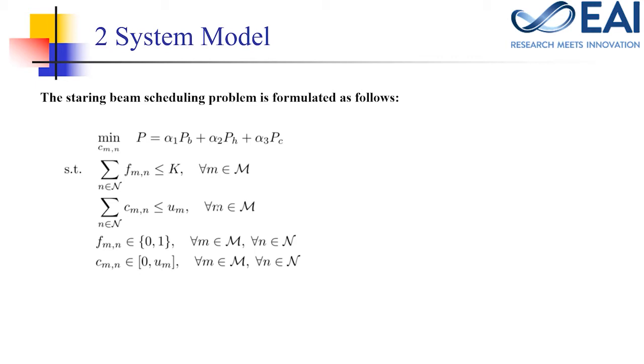Then, the staring beam scheduling problem can be regarded as an optimization problem. Here, alpha 1, alpha 2, and alpha 3 are positive parameters. The first restriction means that the number of beams allocated to hotspots can't exceed the total beams of the satellite. The second restriction means that the capacity allocated to hotspots can't exceed the total capacity of the satellite. It is an NP-hard problem, so we try to use reinforcement learning to solve the problem.